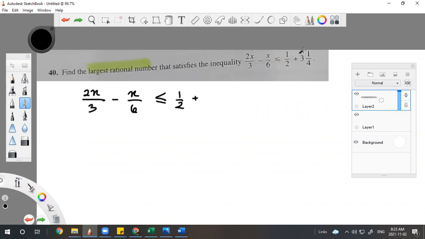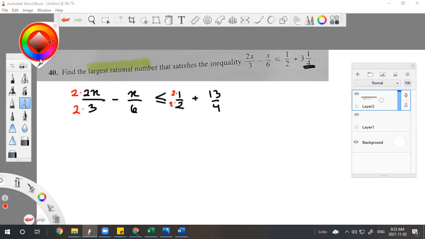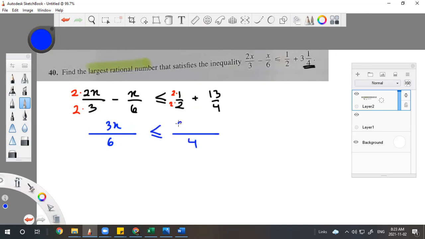Okay. Switch. 13 over 4. Now, what to do is make the denominator equal. This also times 2, times 2. Okay. Simple. 6, 4x minus x, 3x langsung. 4, 2 plus 13, 15.